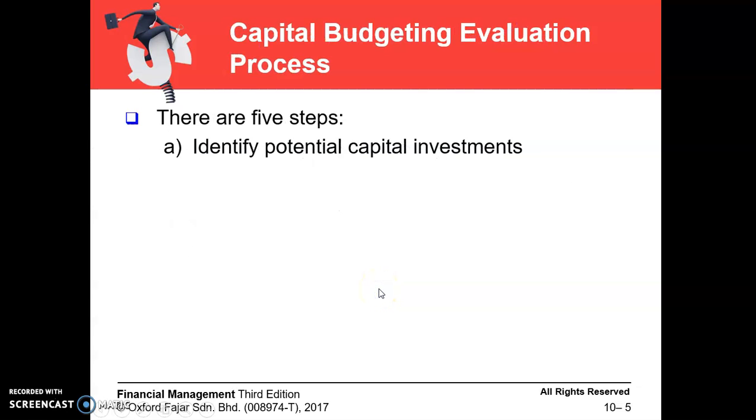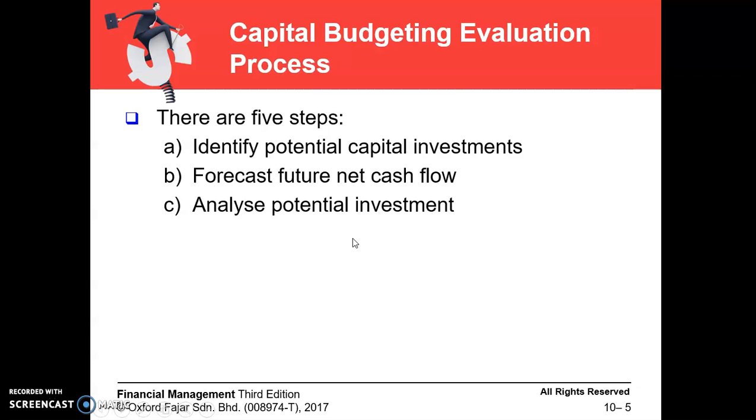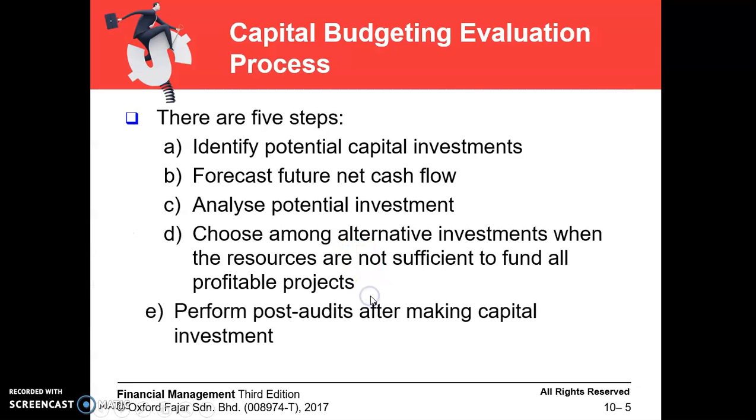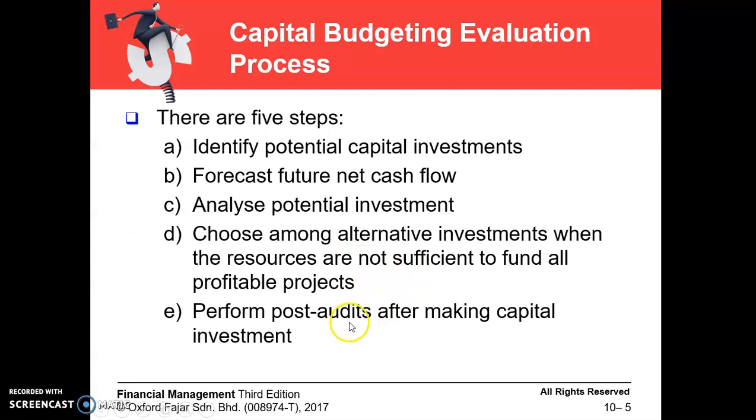There are 5 steps. You first have to identify potential capital investments, forecast future net cash flows, and analyze and choose alternatives. Lastly, you have to perform a post audit after making the capital investment.